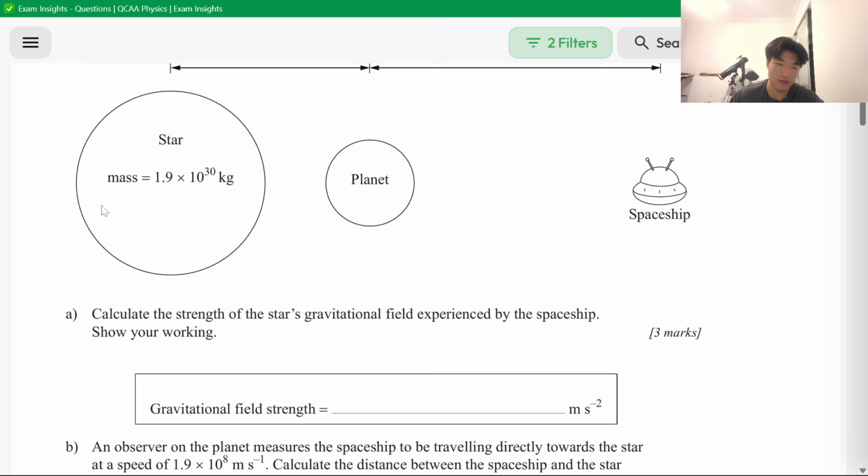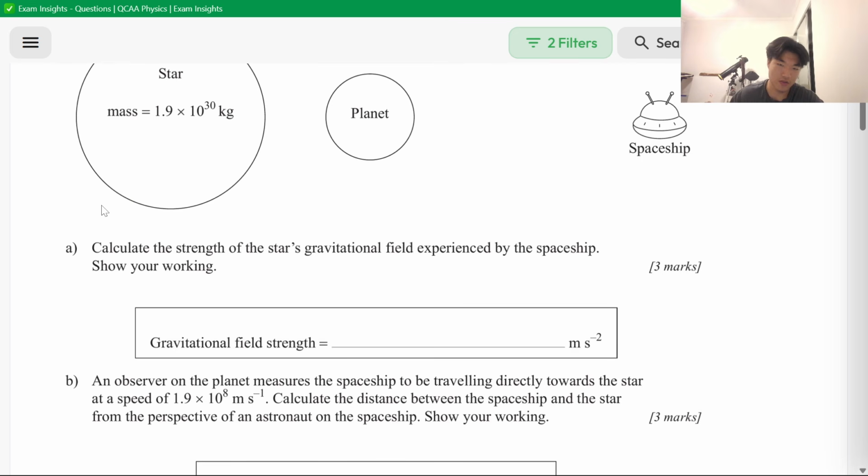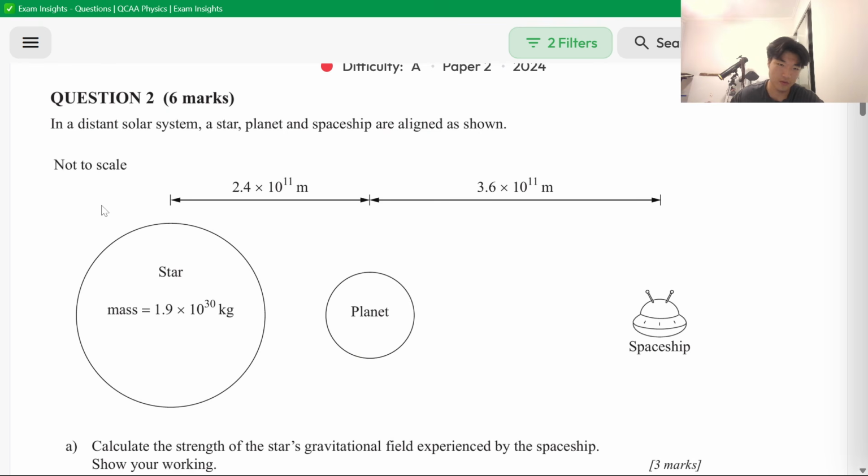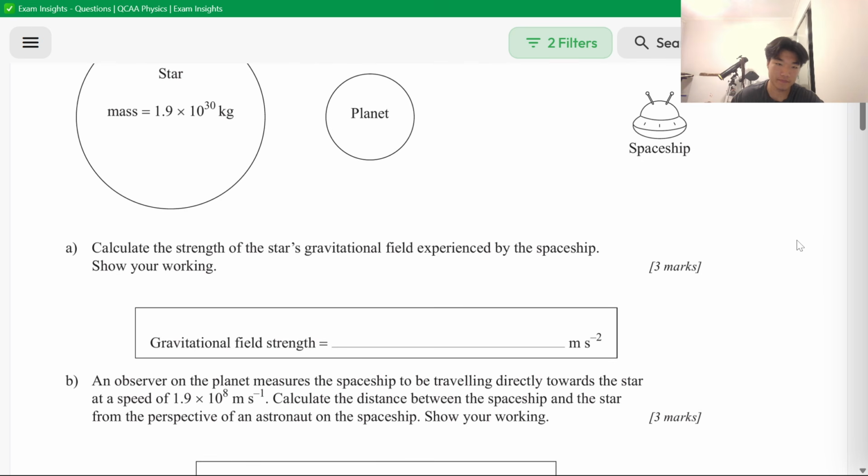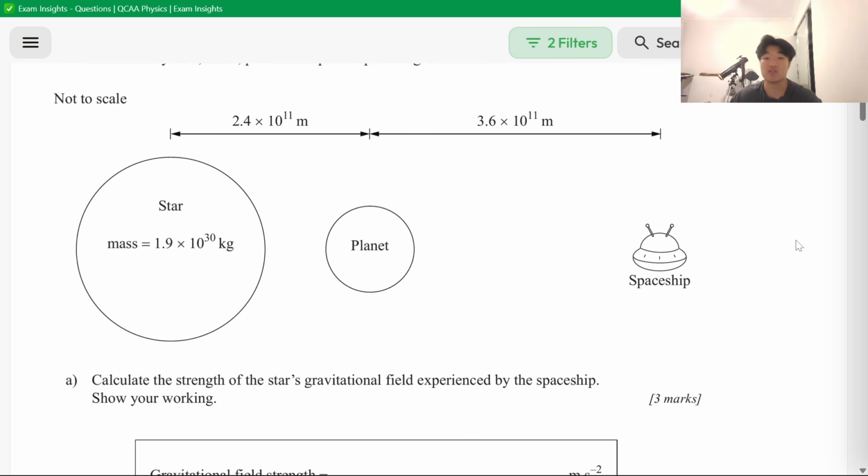Calculate the strength of the star's gravitational field experienced by the spaceship. So we're dealing with gravitational field. Okay, so lowercase g. For this part, we ignore the planet. So the mass of the star is 1.9 times 10 to the 30.